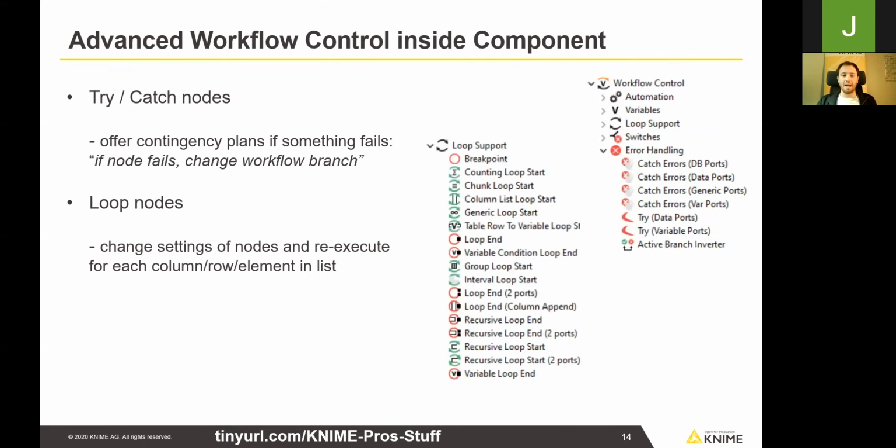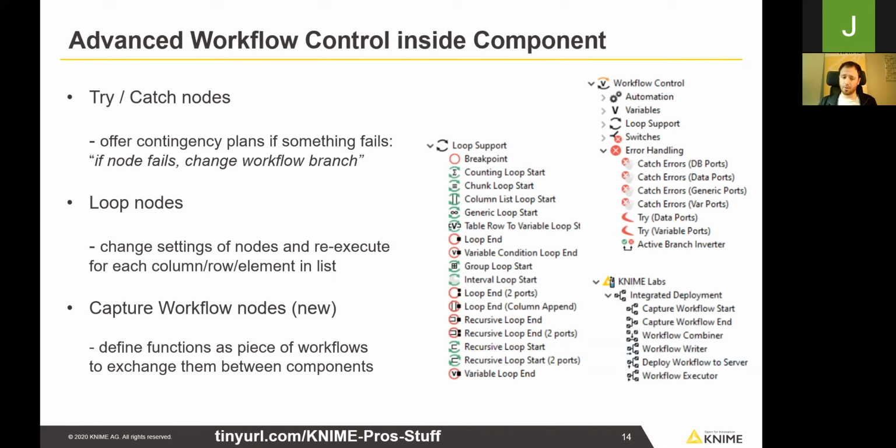Loop nodes. We said that you can control how a node executes based on the overall data, but sometimes you need to change the node settings, not based on simply some user settings or some flow variable, but you need to change the node settings for each possible row, for each possible column, for each possible element in a list. And loop nodes will let you do that. So you can change the node settings for each iteration, and the iteration can be defined in different ways.